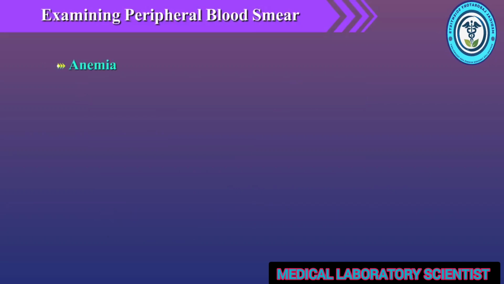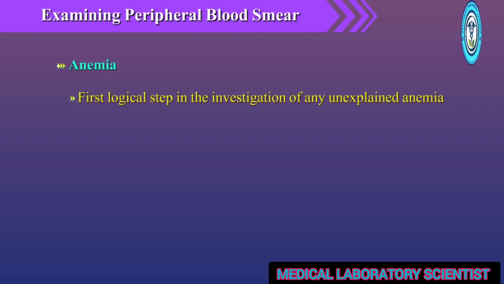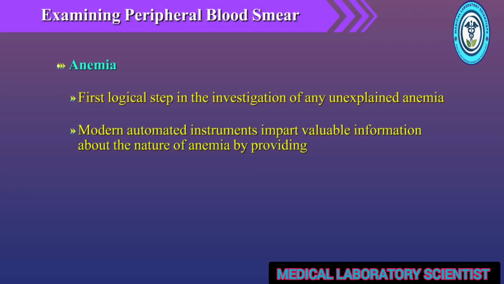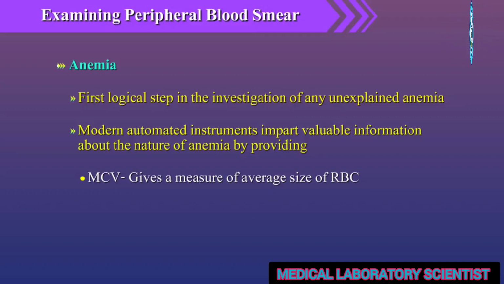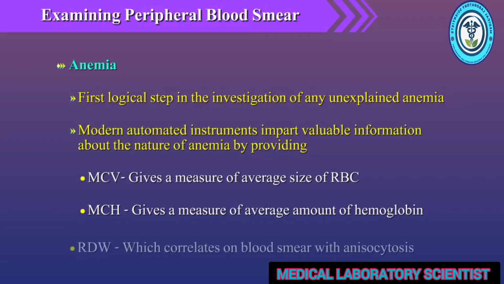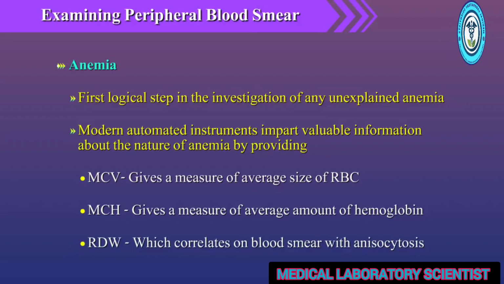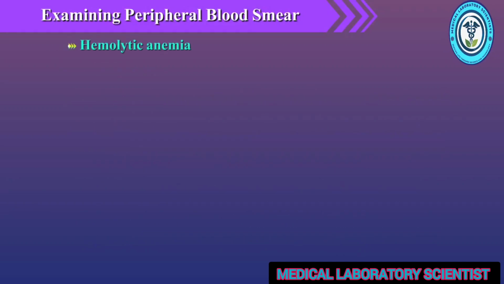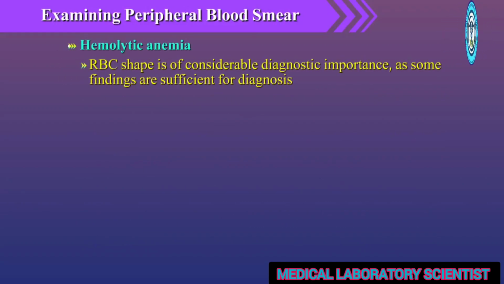The consideration of the blood smear and the RBC indices is a logical first step in the investigation of any unexplained anemia. Modern automated instruments impart valuable information about the nature of anemia by providing MCV, which gives a measure of average size of RBC, MCH, giving a measure of average amount of hemoglobin, RDW, which correlates on blood smear with anisocytosis, etc.